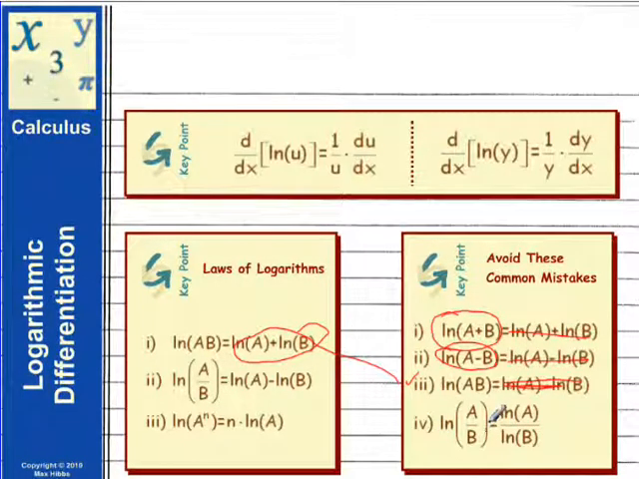And likewise, the logarithm of a quotient is not the logarithm of the numerator divided by the logarithm of the denominator. What is it? It's the logarithm of the numerator minus the logarithm of the denominator. So we cannot write that. If we see a logarithm of a quotient, oh yes, that's the difference of logarithms. So be careful, please.